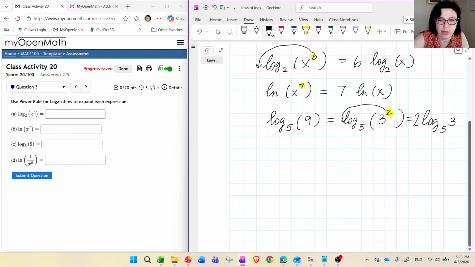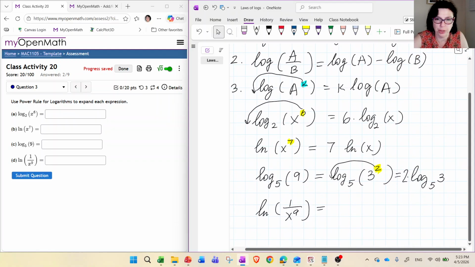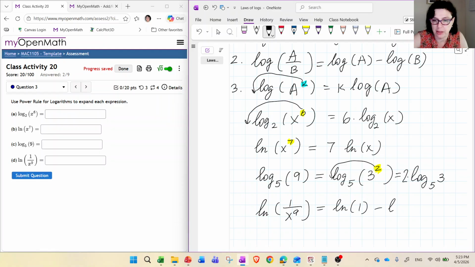Okay, the last one, we're going to actually have to use a couple of properties to simplify this one. So first, I'm going to use the quotient property. So property number 2, where you have a over b, and you can write it as natural log of the numerator minus natural log of the denominator. Okay, then what you need to know is that log with any base of 1 is equal to 0.